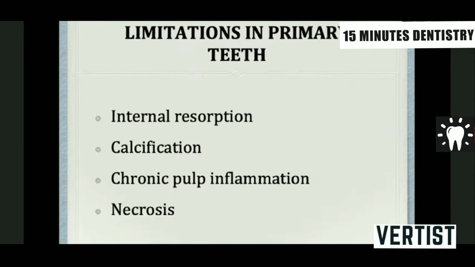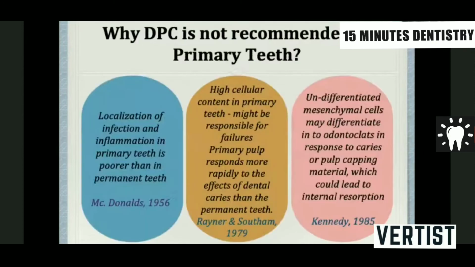Limitations in the primary teeth that we have discussed: calcium hydroxide pulp capping is found to be not so successful, particularly in primary teeth. It causes internal resorption or calcifications and chronic pulp inflammation, and even necrosis of the pulp has been seen in the literature. So what are the reasons why direct pulp capping is not so recommended or not so successful in primary teeth?